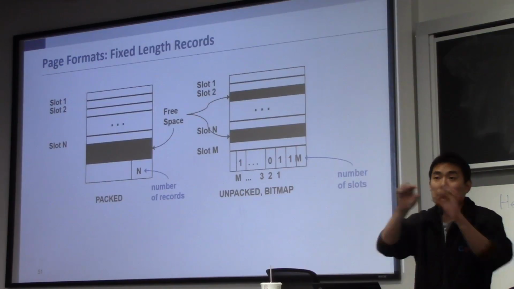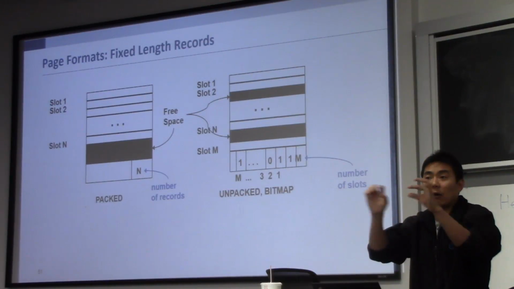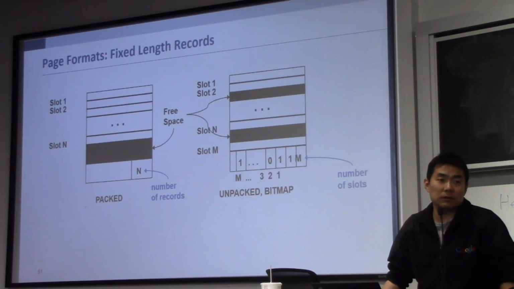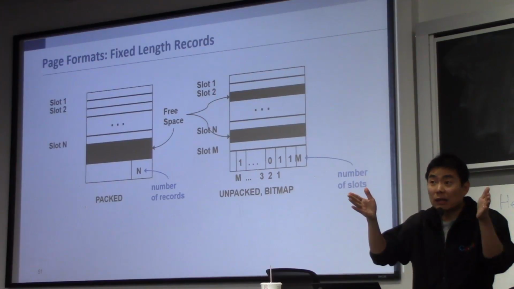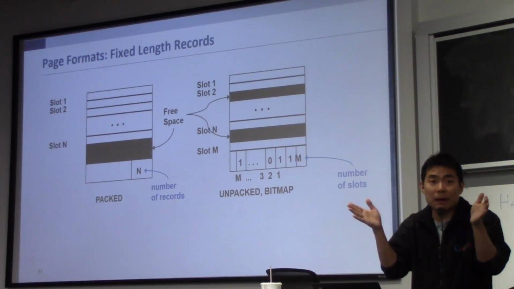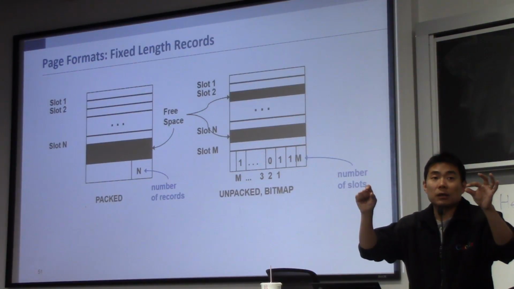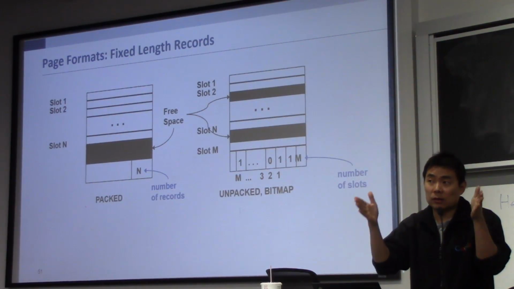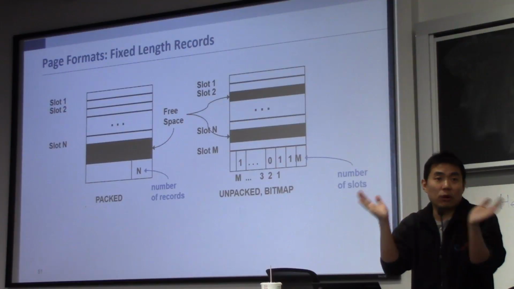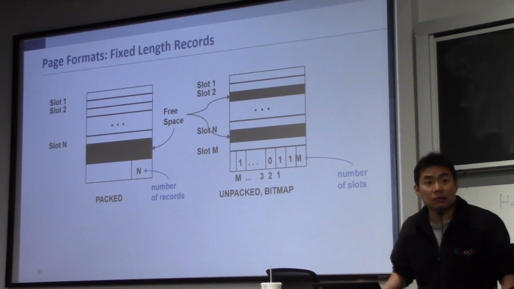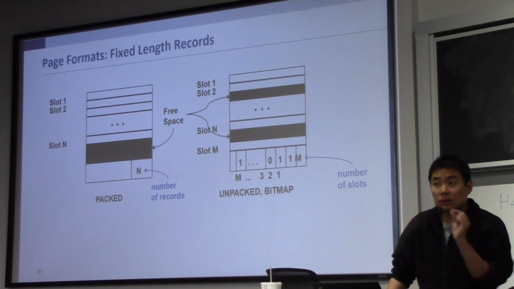Updates are easy, right? For updates, you simply write over that particular slot representing your record. It's fixed length, so you never need to worry about the new updated image being longer than the slot allocated to that record, because it's always fixed length. Make sense?